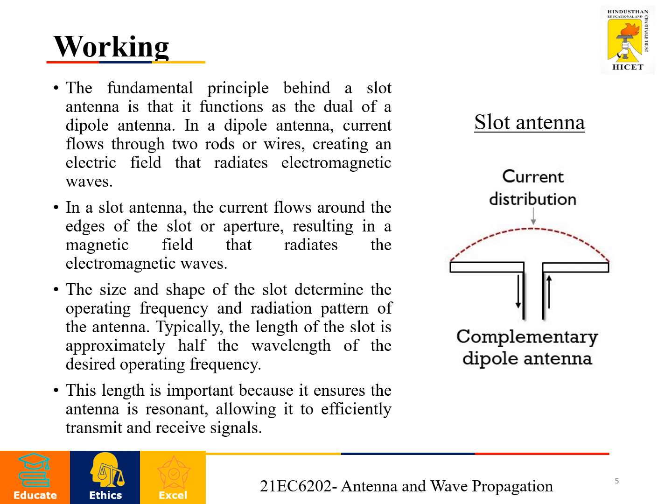The size and the shape of the slot determine the operating frequency and radiation pattern of the antenna. Typically, the length of the slot is approximately half the wavelength of the desired operating frequency. This length is important because it ensures the antenna is resonant, allowing it to efficiently transmit and receive the signals.